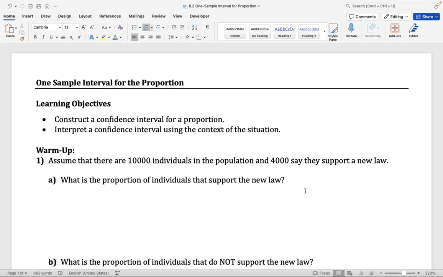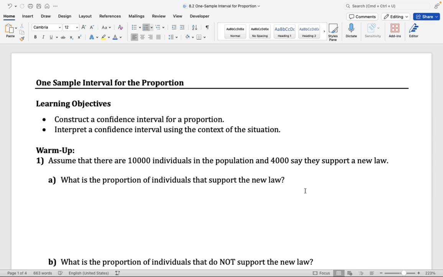In this lesson, we're going to be talking about constructing confidence intervals for proportions. This is going to be the main goal of the lesson. In this lesson, we're also going to practice how to interpret a confidence interval using the context of the situation. That has been a learning objective that we have been carrying out throughout this chapter. It is really important for you to recognize what the confidence interval represents.